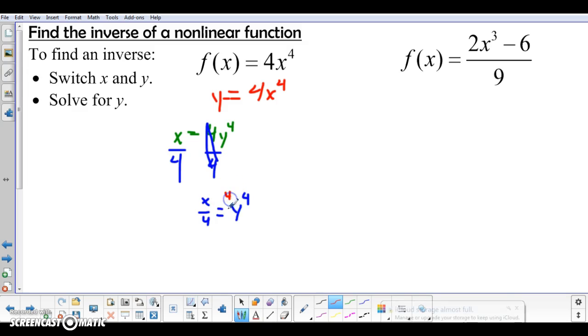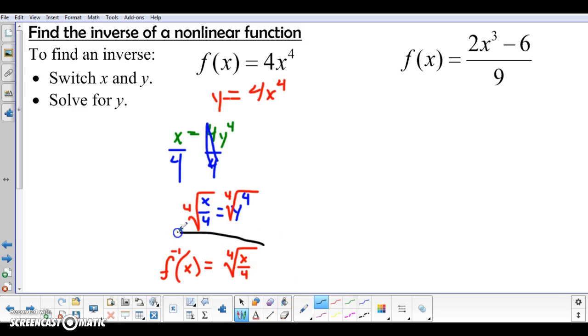and that would be taking the fourth root of that expression. And then I take the fourth root of this expression as well. The whole thing, top and bottom, make sure you include all of that. So when I'm done, y would be by itself. I'll replace that with the f inverse notation. So we'll write f with a -1, meaning f inverse of x is equal to the fourth root of x over 4. There would be my inverse function, of a nonlinear function.